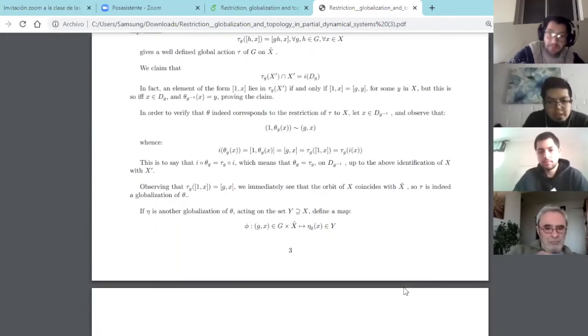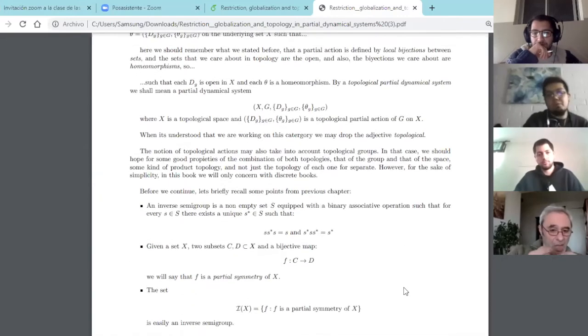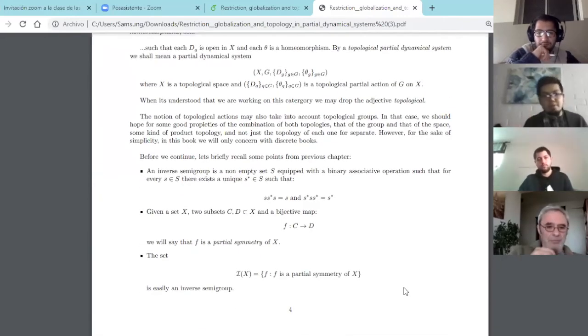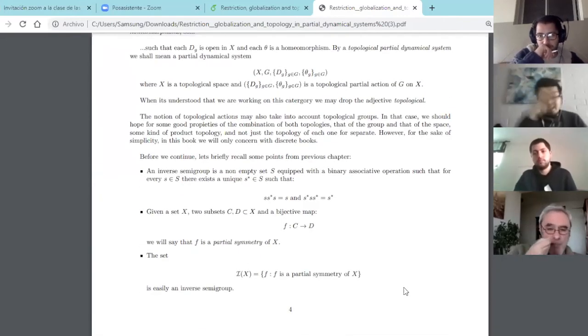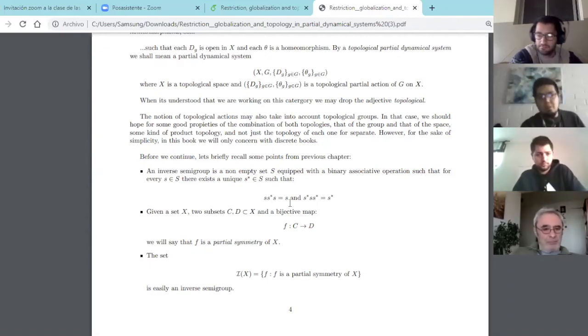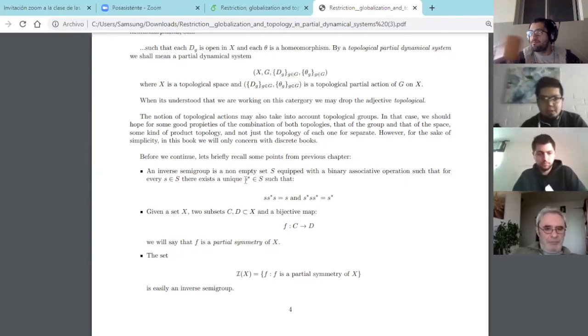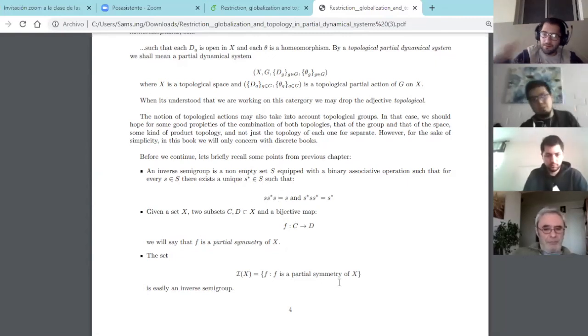Points that the author mentions from the previous chapter, chapter 4, that we agreed to skip. But an inverse semigroup will be a semigroup, right? But equipped with this other object, we just don't have an identity somehow.